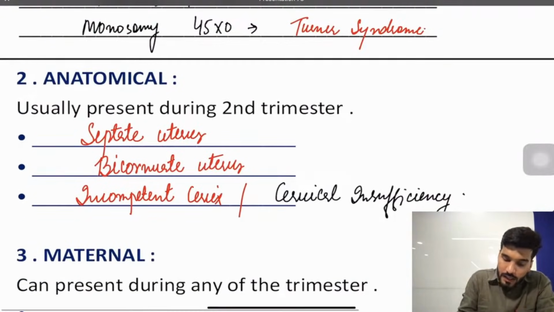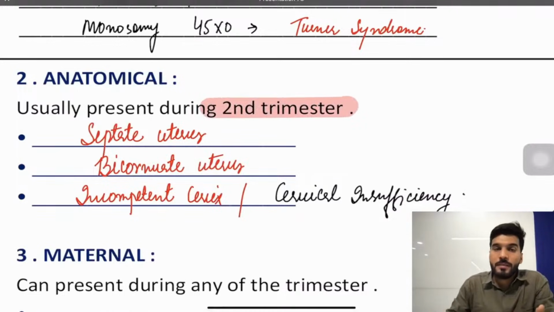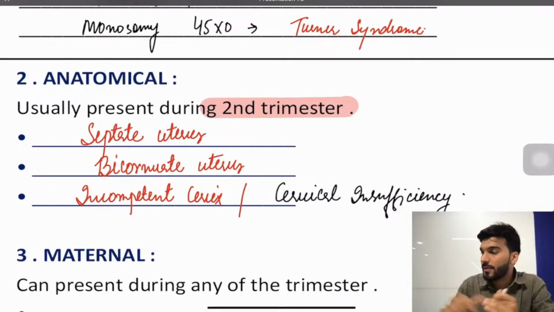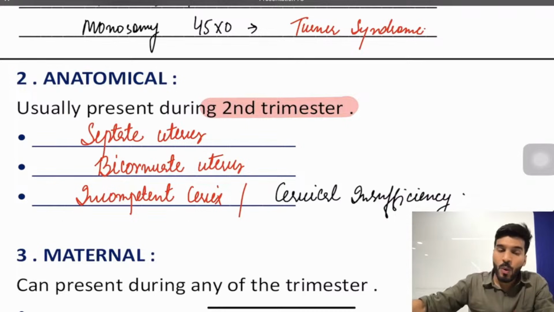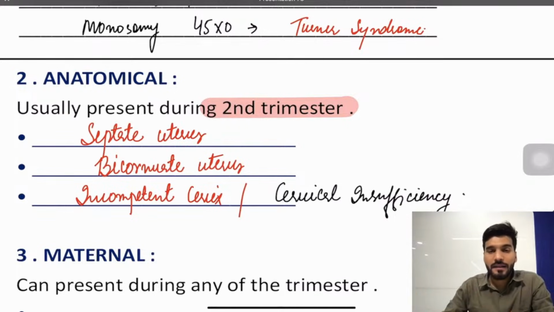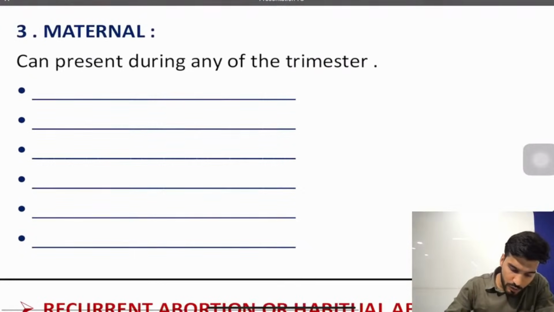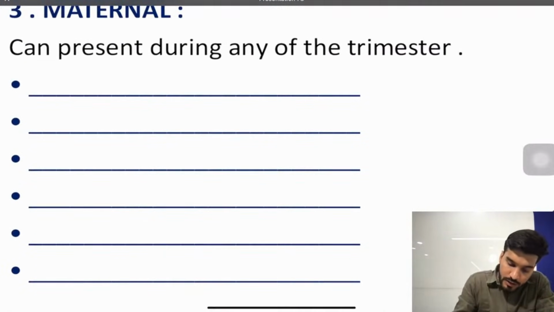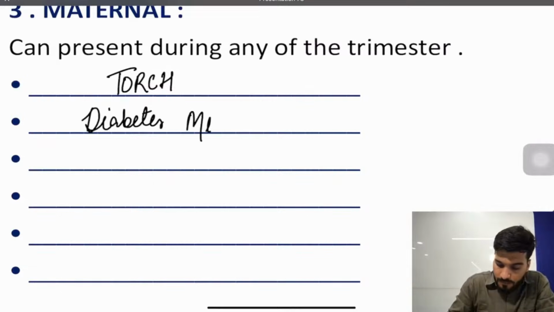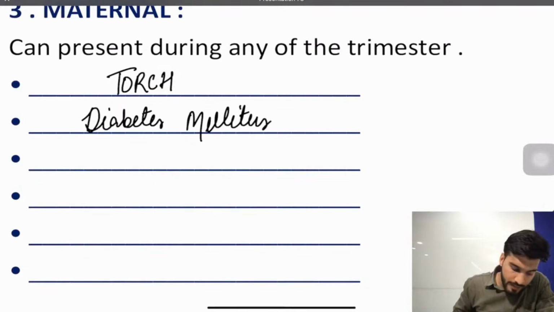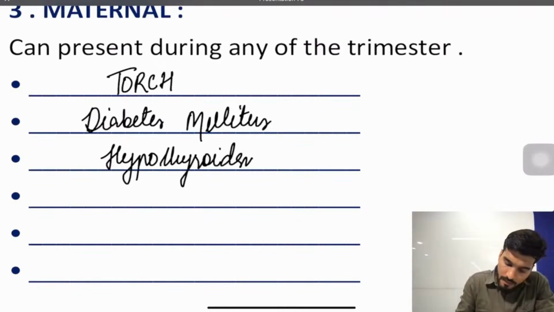The anatomical causes are usually present in which trimester? They are present in the second trimester. Now the maternal causes can be present in any trimester. What can be the maternal causes? It can be infection, TORCH infection. We can have diabetes, hypothyroidism, and APLA.